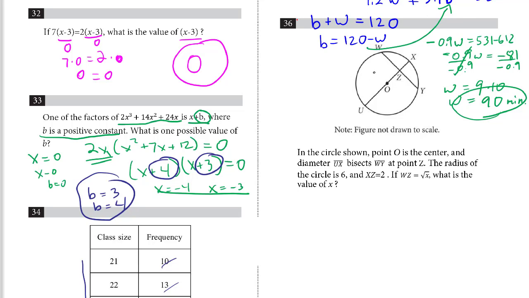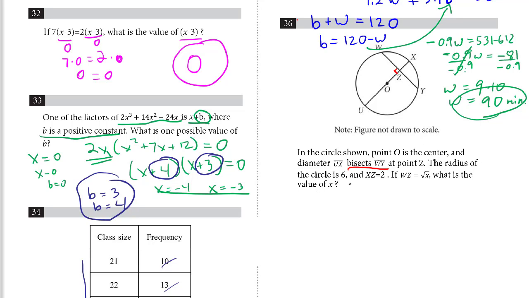36. Okay, we've kind of drawn a little bit over 36, but let's take a look at it. I've got a circle with a diameter going through the center O, passing through a chord. They tell us that the diameter bisects the chord WY, which means it's going to be a perpendicular bisector. So it bisects the chord. It's going to be perpendicular there.